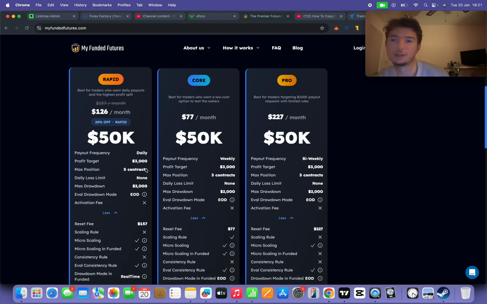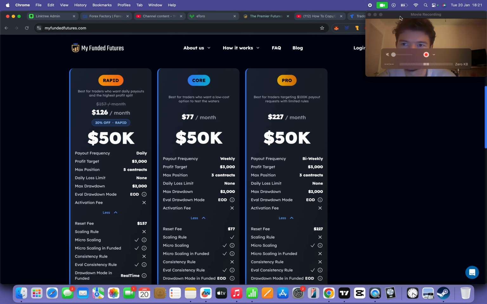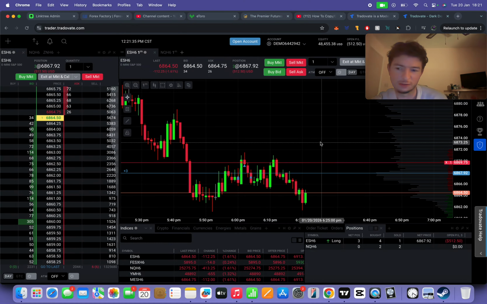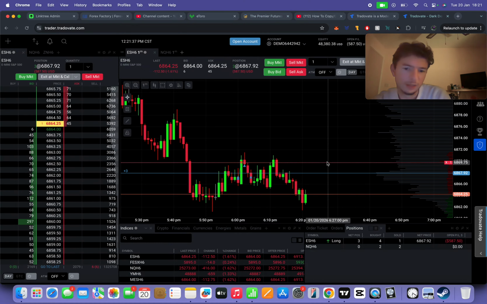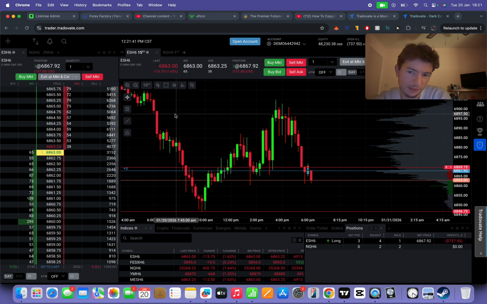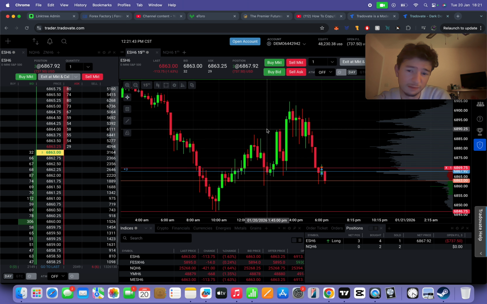Yeah, it would basically just be like risking one contract per trade and just making sure stops are in place and all of that. Yeah, as you can see, price is clearly bearish here, so we're in the wrong way by a long way.